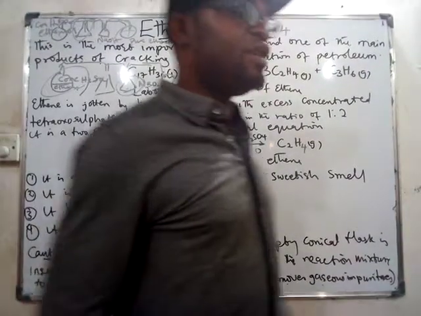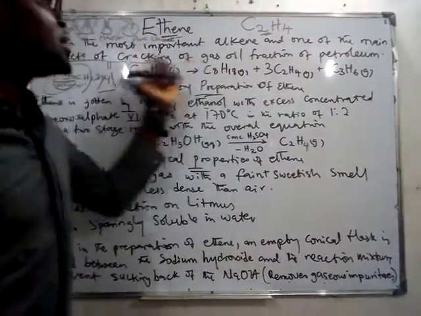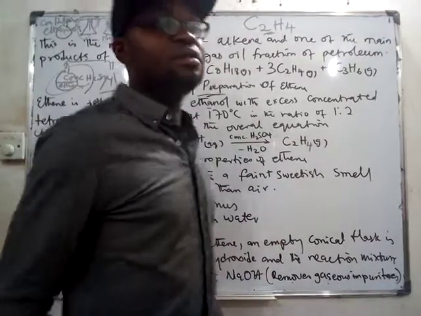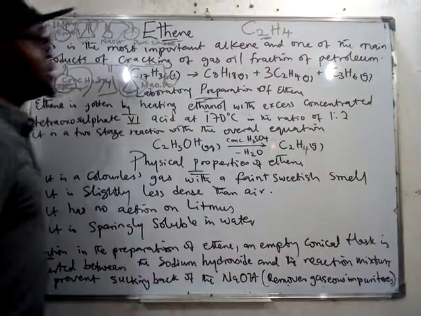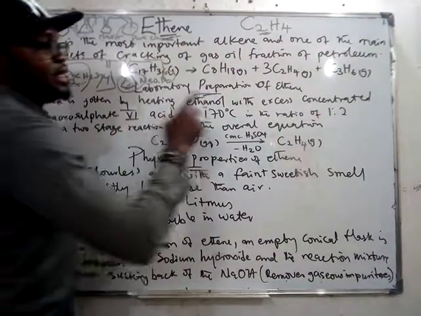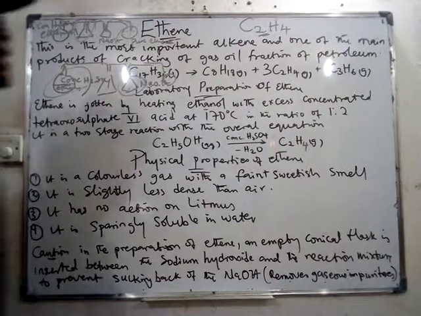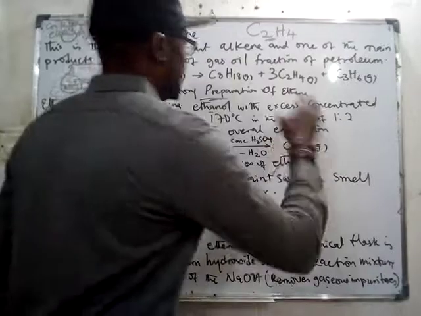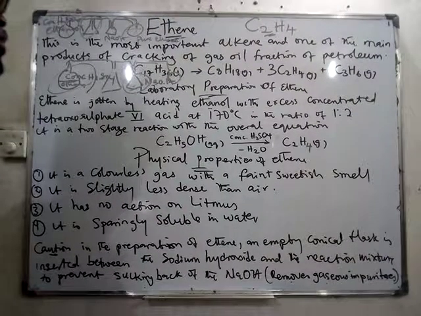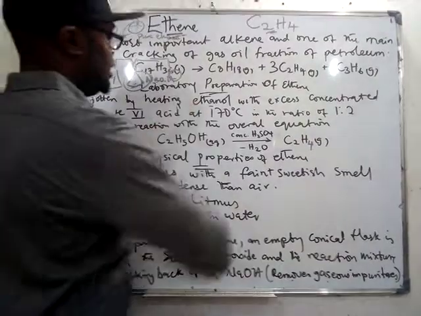So you study this very well. Ethene is the most important alkene because it is one of the major products of cracking of gas oil fraction. You can use it as fuel. Is that clear? So it is prepared by heating ethanol with excess concentrated tetraoxosulfate VI acid at a temperature of 170 degrees Celsius in the ratio of 1:2. So there will be more tetraoxosulfate VI acid than ethanol.